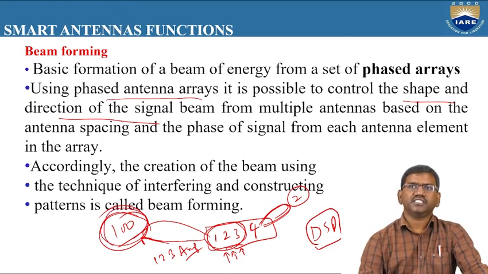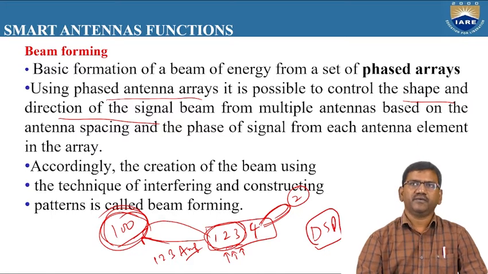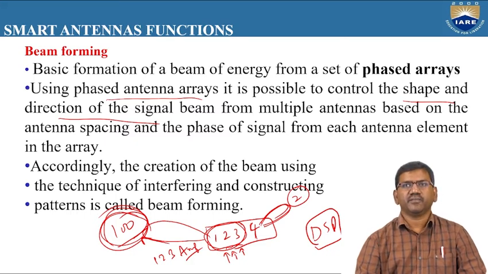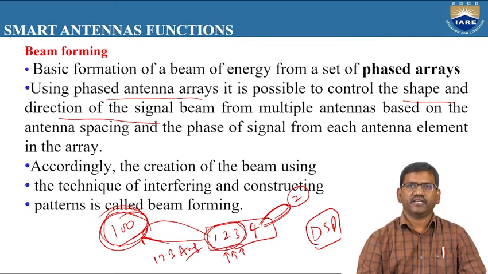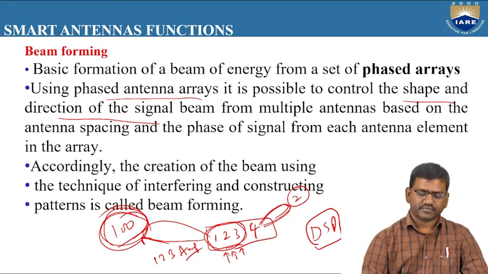So accordingly, the creation of the beam using the technique of constructive and interfering patterns is called beam forming. Right? So the creation of a beam is done by the elements of the antenna, and without any interference, these beams are directed dynamically to the intended direction. So this construction without interference, we call beam forming. This construction of many different patterns without interfering in an intended direction, we call beam forming.